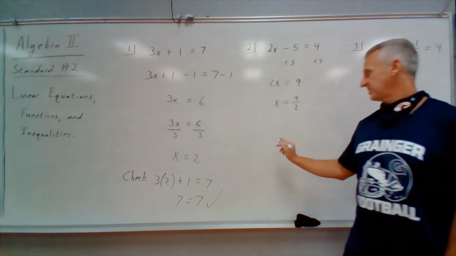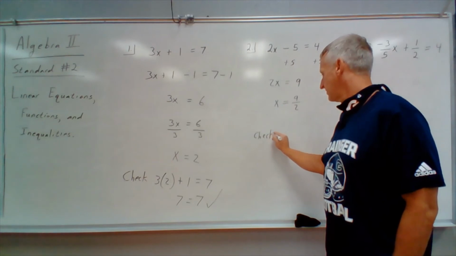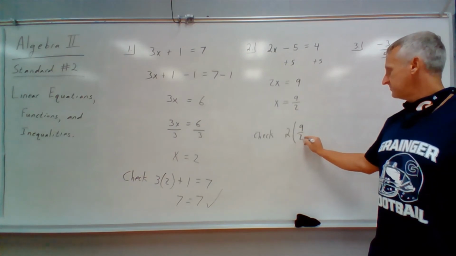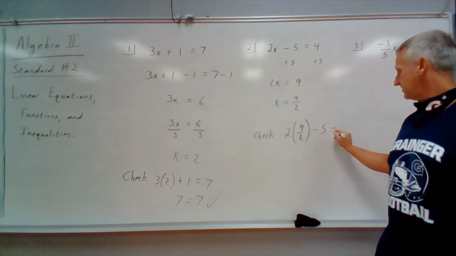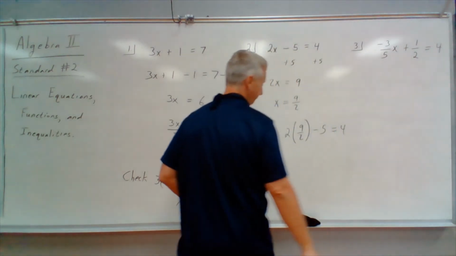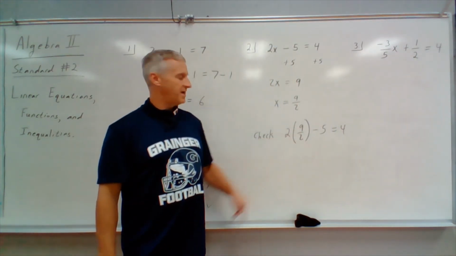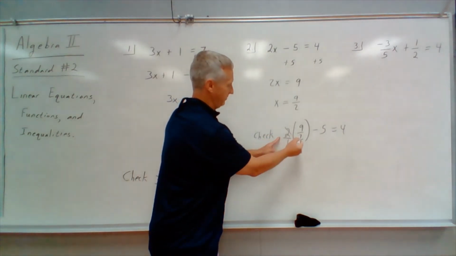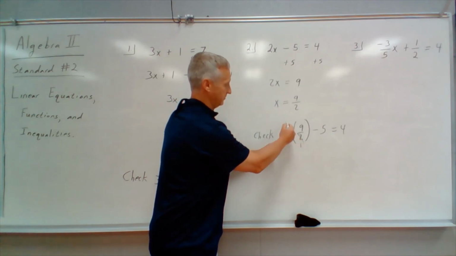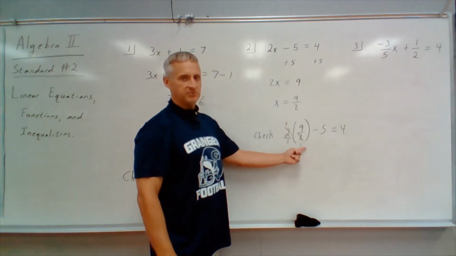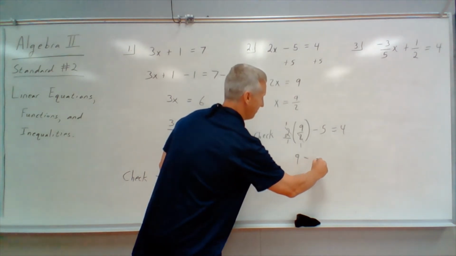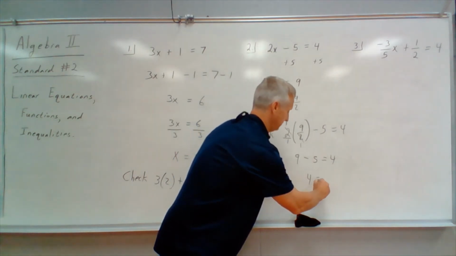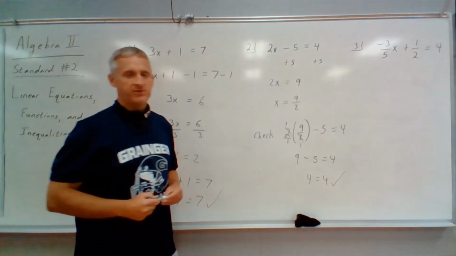And again, let's check that and make sure it's really correct. So I'm going to check that 2 times 9 over 2 minus 5 is really equal to 4. Okay, so if I do 2 times 9 over 2, let's put a 1 under that 2. And we can simplify there. Those are 1s. 1 times 9 is 9. 1 times 1 is 1. So I get 9 minus 5 equals 4. 9 minus 5 is 4. 4 is equal to 4. And we know we got it right.